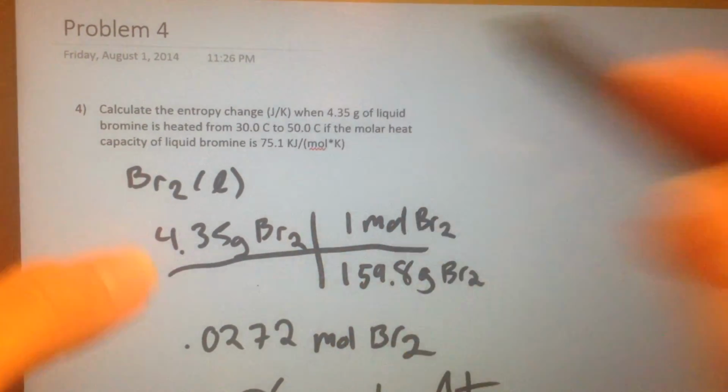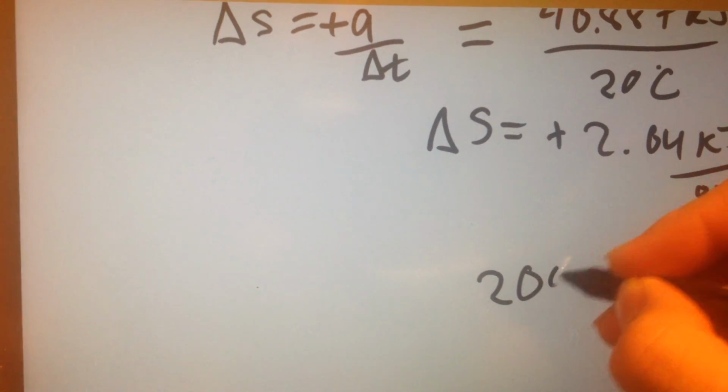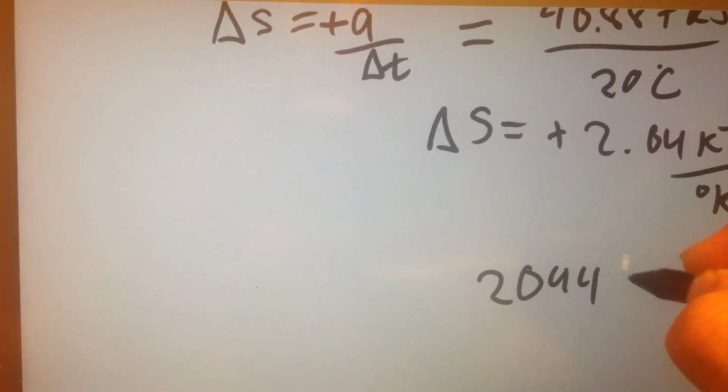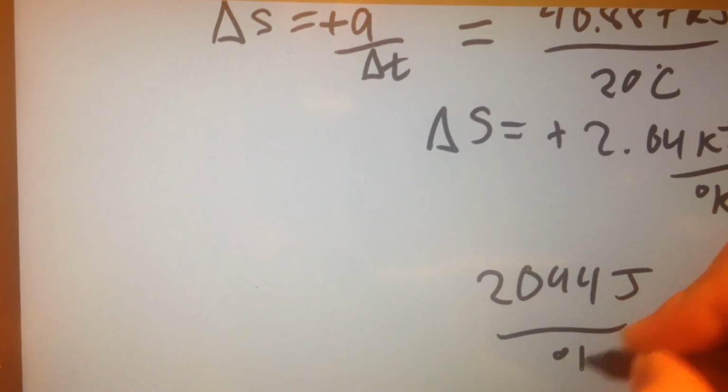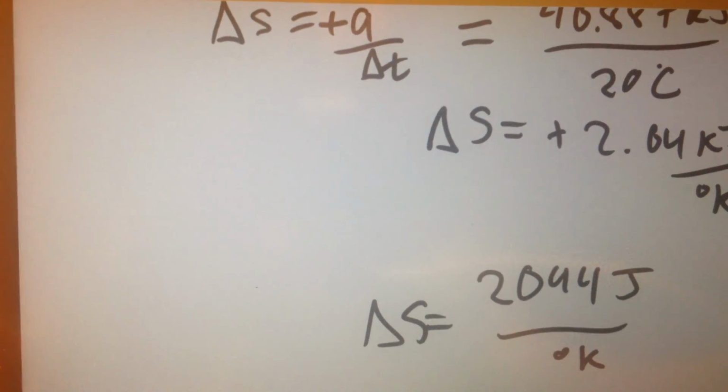And is that what they asked for? They asked for joules. So you're going to have to convert into joules. I know 1,000 joules is equal to 1 kilojoule, so you just multiply by 1,000 and you get 2,044 joules per Kelvin is equal to your delta S. Awesome.